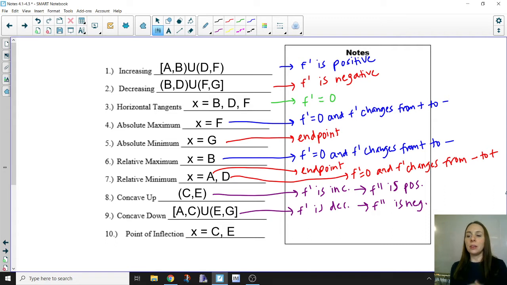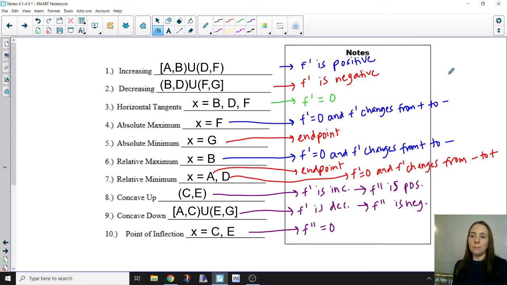Okay, finally, what can you say about a point of inflection? Well, your points of inflection are where the concavity changes, that's where the sign of the second derivative is changing, either from positive to negative or negative to positive. And so that definitely means, because of the sign change, that f double prime is going to be equal to 0 at those points.